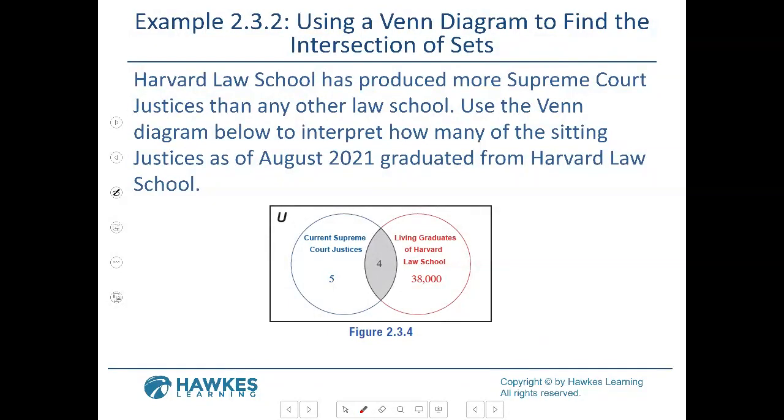So here, Harvard Law School has produced more Supreme Court justices than any other law school. Use the Venn diagram below to interpret how many of the sitting justices as of August 2021 graduated from Harvard Law School. So basically what do they have in common? You graduated Harvard, and you are a Supreme Court justice, that will be 4. So it's 4 that are amongst the living graduates of Harvard and who are currently Supreme Court justices. So it's just looking at the Venn diagram, identifying what's in common.